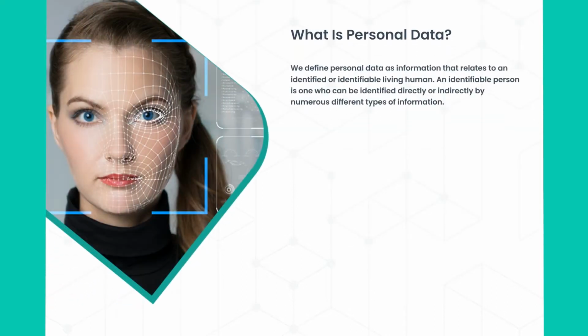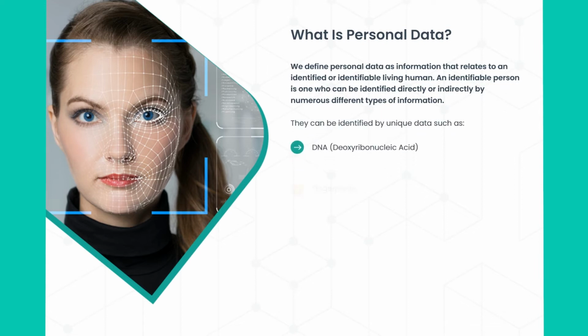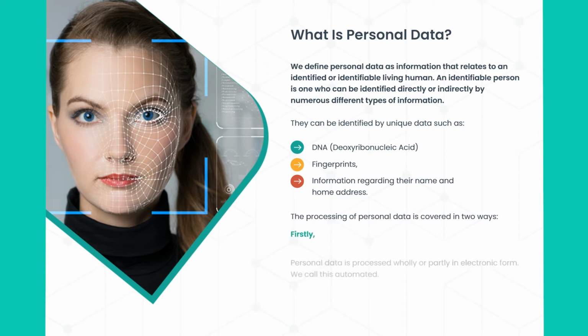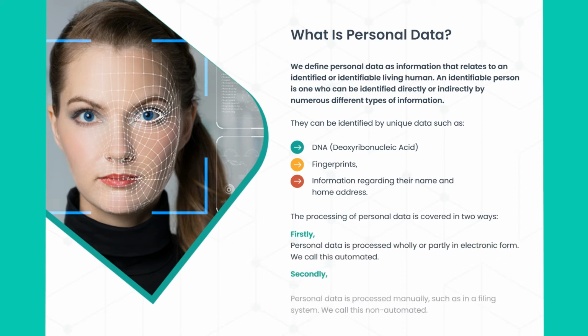What is personal data? We define personal data as information that relates to an identified or identifiable living human. An identifiable person is one who can be identified directly or indirectly by numerous different types of information. They can be identified by unique data such as DNA, deoxyribonucleic acid, fingerprints, information regarding their name and home address.